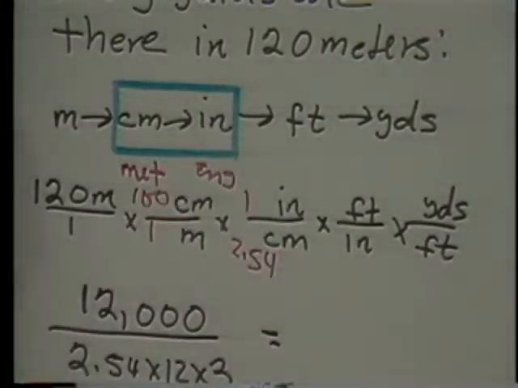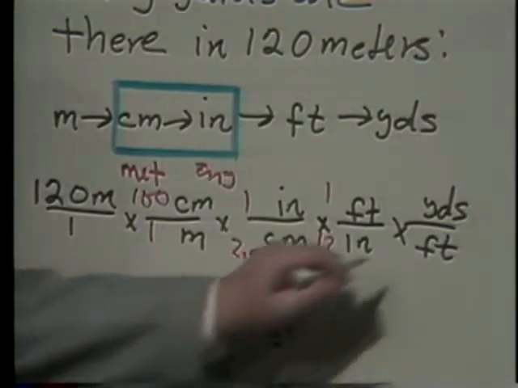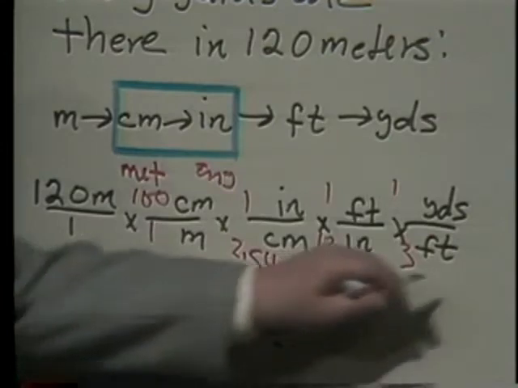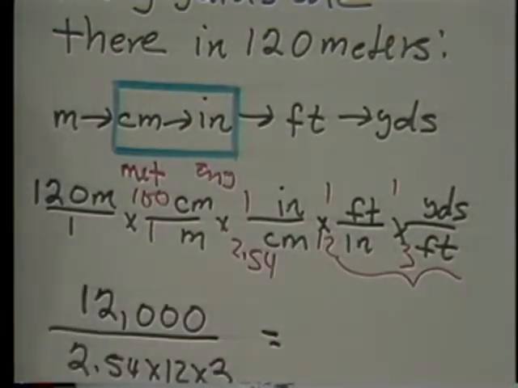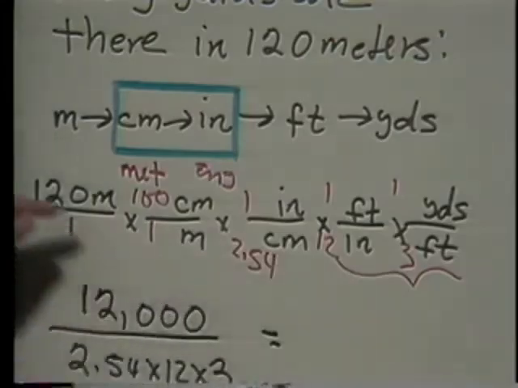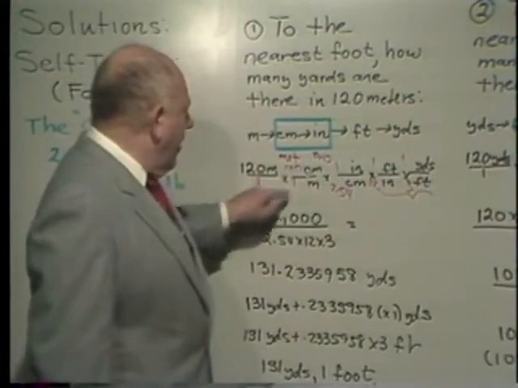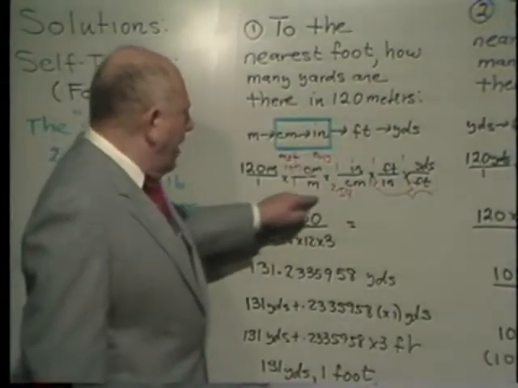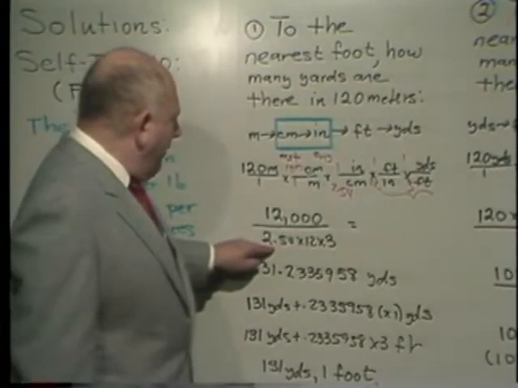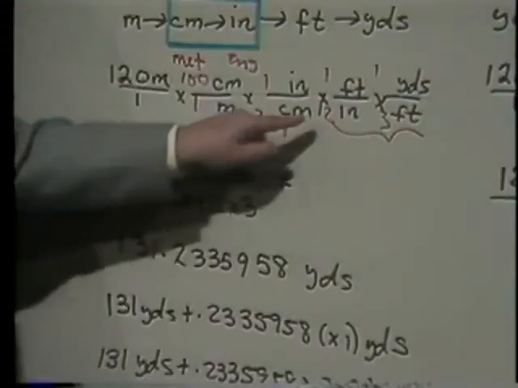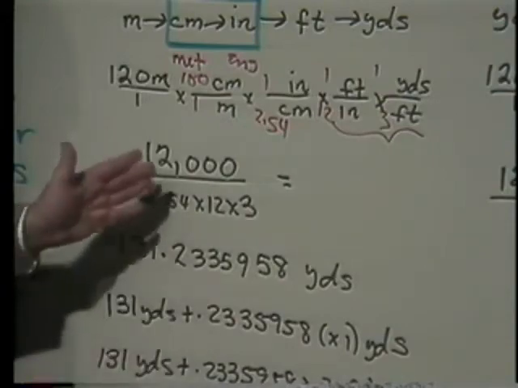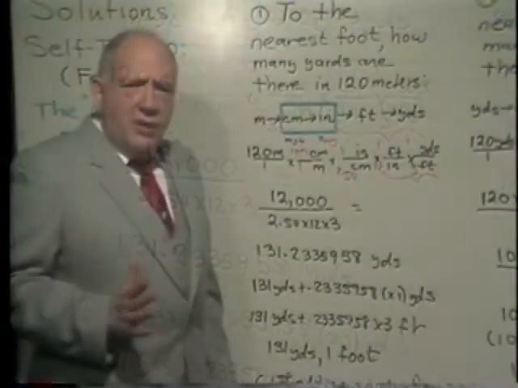What's the relationship between feet and inches? There are 12 inches per 1 foot. What's the relationship between feet and yards? There are 3 feet per 1 yard. And by the way, some people make this transition in one step. They say there are 36 inches in a yard, and they save a step this way. I don't care which way you do it, but now you see you're in business, because you multiply the numerators, that's 120 times 100, which is 12,000. Then you multiply all the denominators: 2.54, 12, and 3. Now, from this point on, I basically will rely on the calculator.